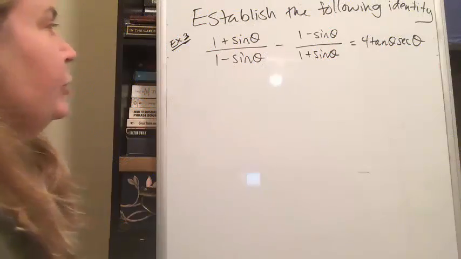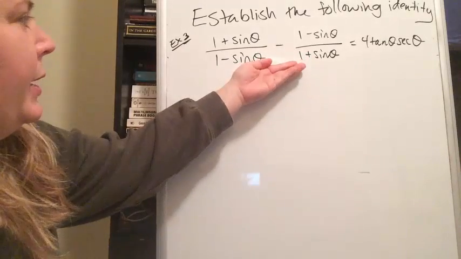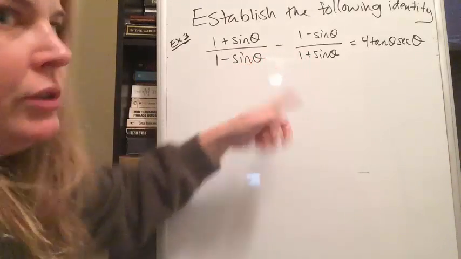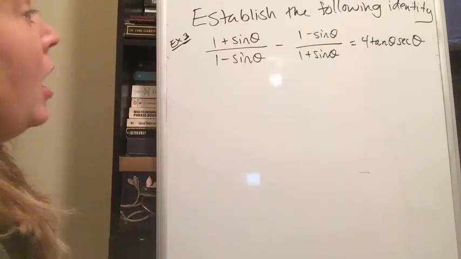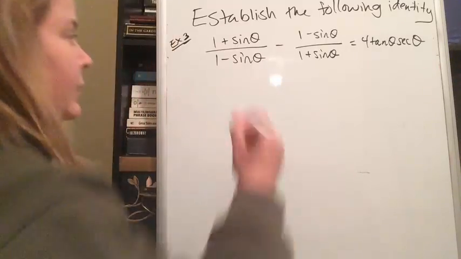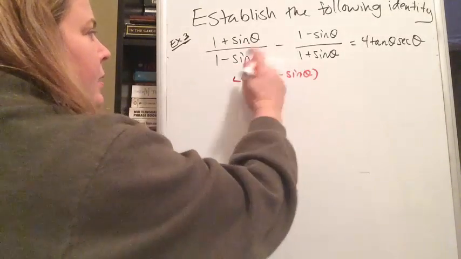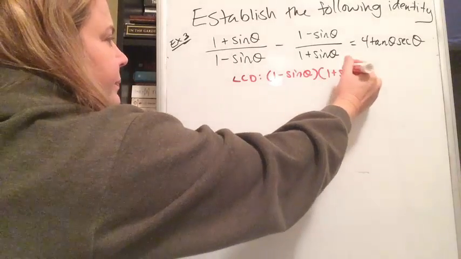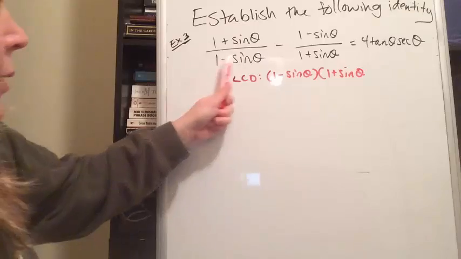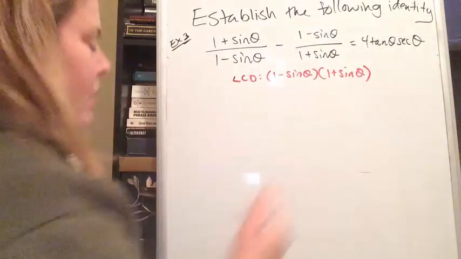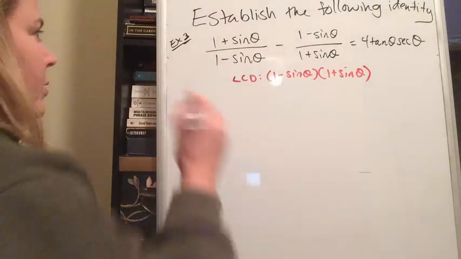Oh, okay, we have an interesting identity here. I think this is more complicated. I see two fractions, so I'm going to get the LCD and try to add them together. Maybe that will bring me somewhere. So what's the LCD? The LCD is 1 minus sine theta and 1 plus sine theta. So my first step, I'm going to multiply this fraction by 1 plus sine theta, and I'm going to multiply this fraction by 1 minus sine theta. Okay, so let's do that.